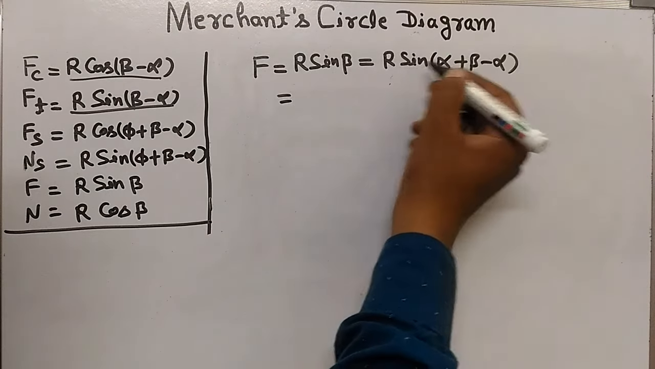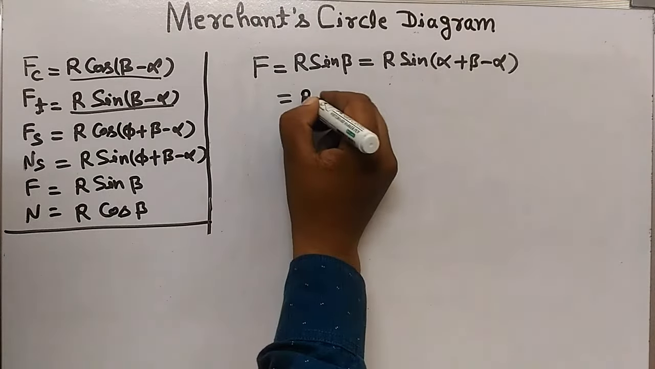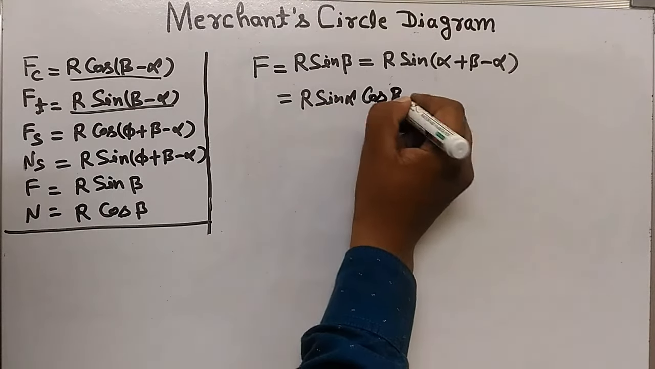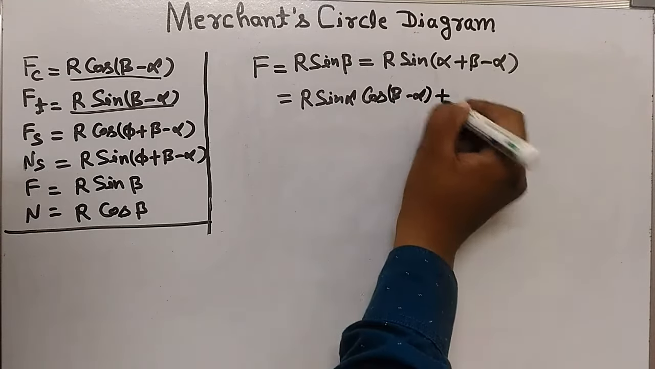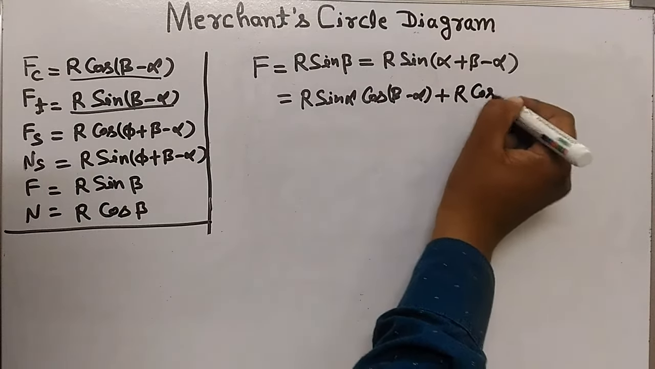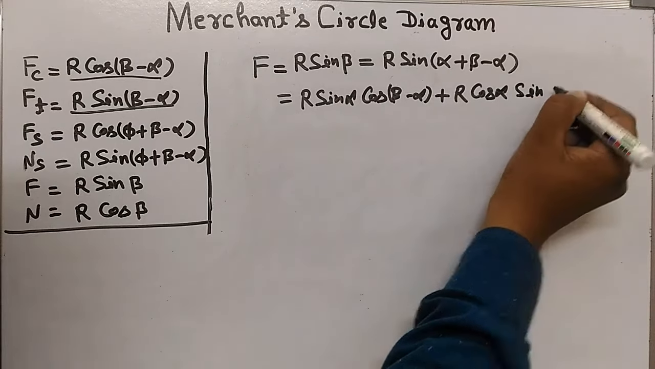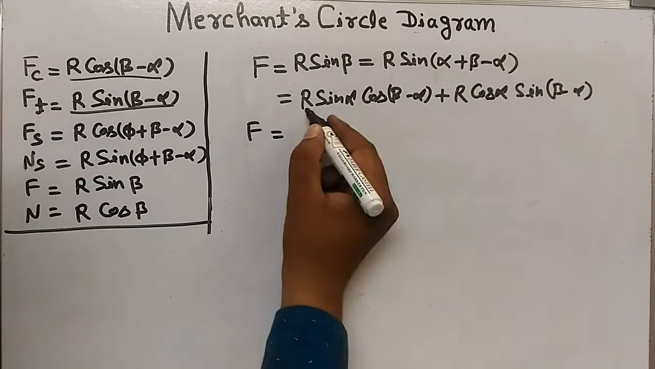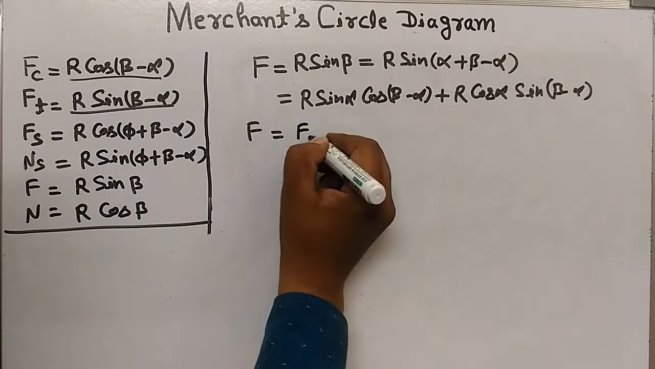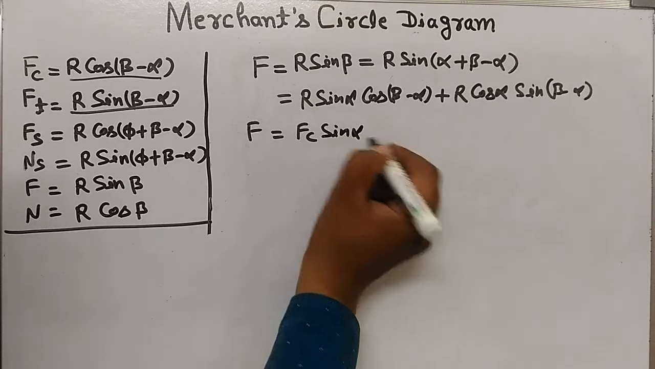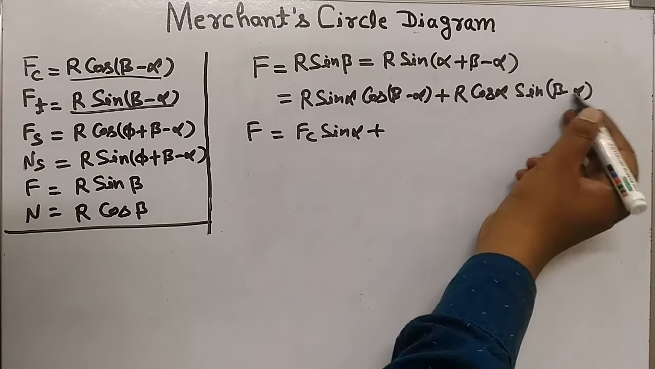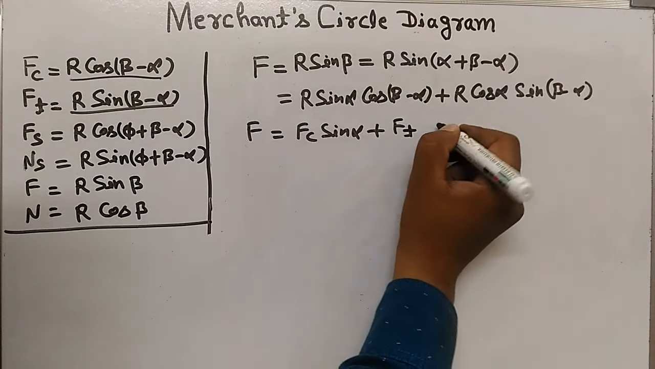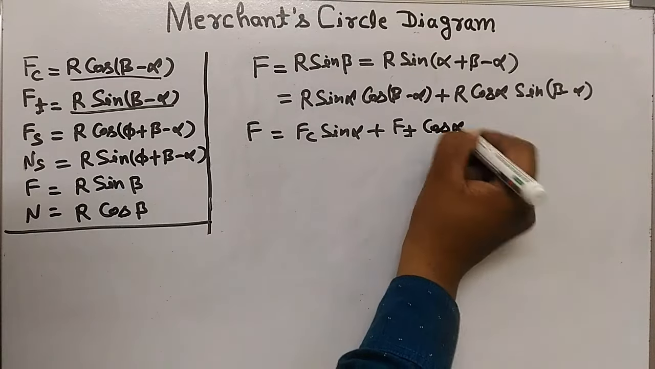We can apply sin(A+B), that is, sin alpha cos(beta minus alpha) plus cos alpha sin(beta minus alpha). So F equals R cos(beta minus alpha) equals Fc sin alpha plus Ft cos alpha.